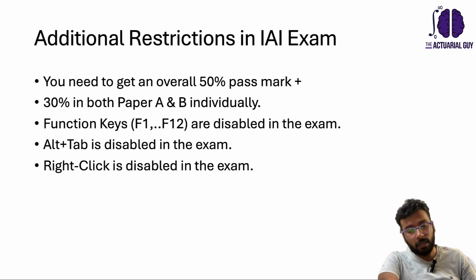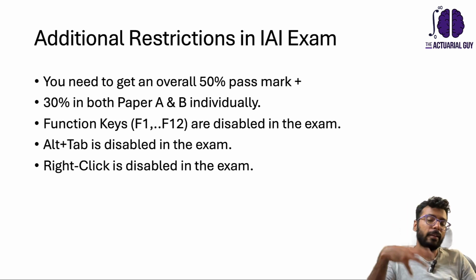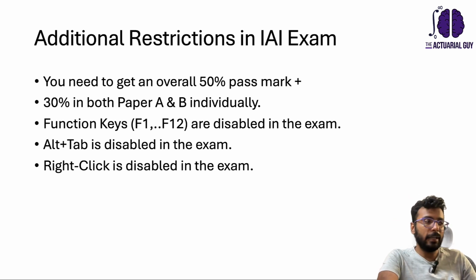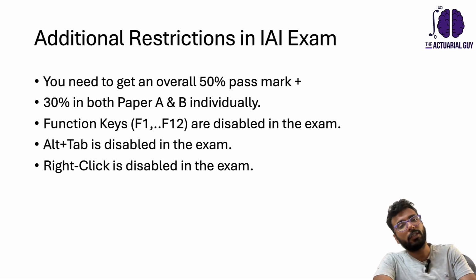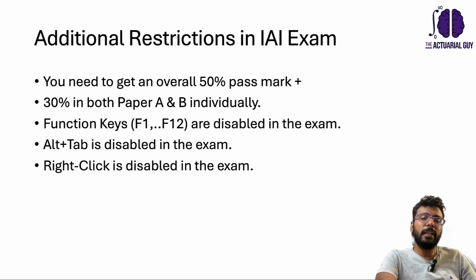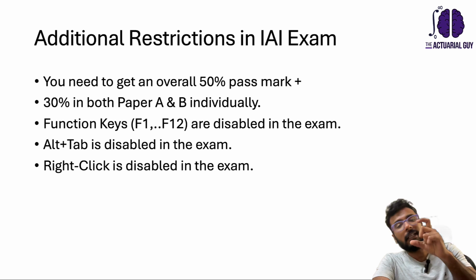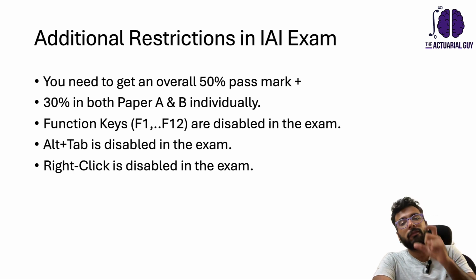So it's really based on the difficulty, right? With II, the pass mark is fixed. It's always 50%, no matter how difficult or easy the exam is. But there's also one more additional consideration: in paper B and paper A, individually, you have to get 30%, right? So IFOA just has an aggregate or an overall pass mark, but II also needs you to get 30% in individual exams, right?